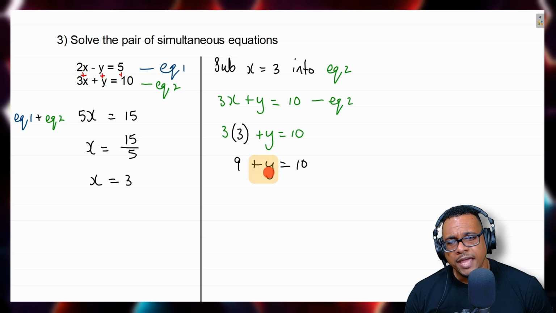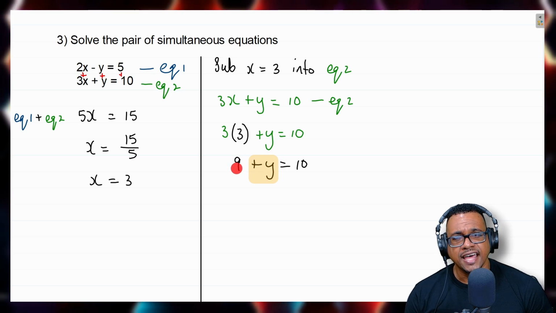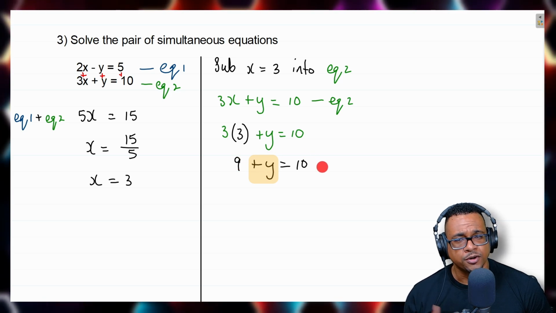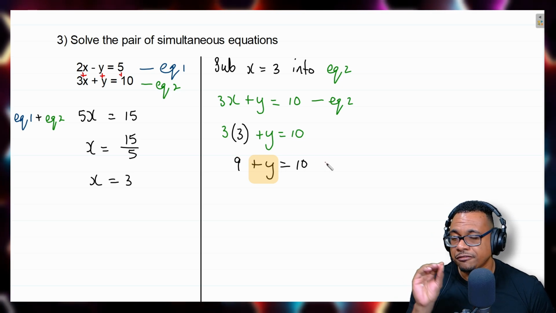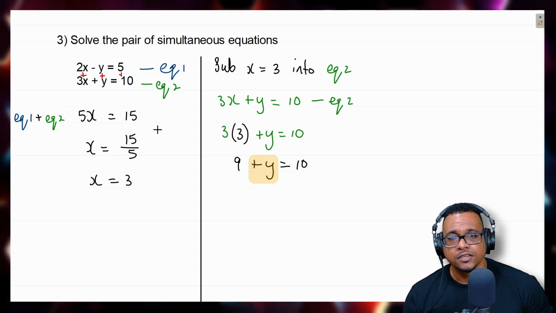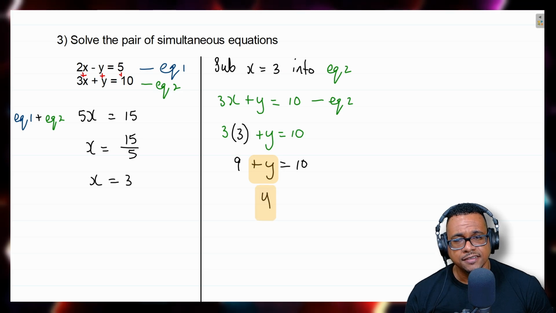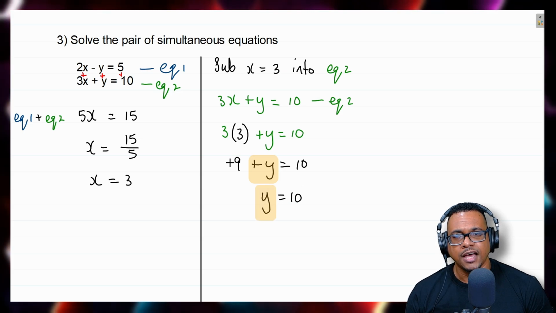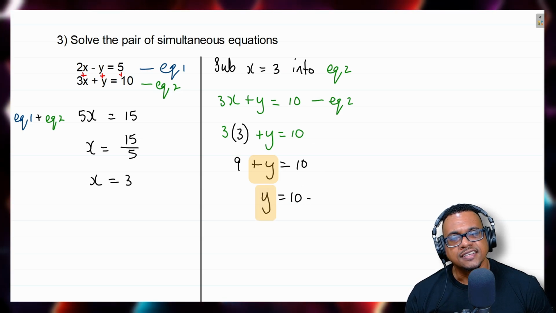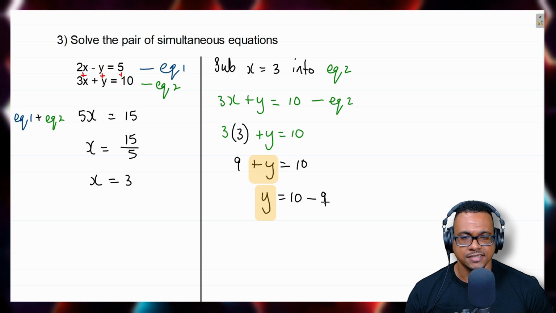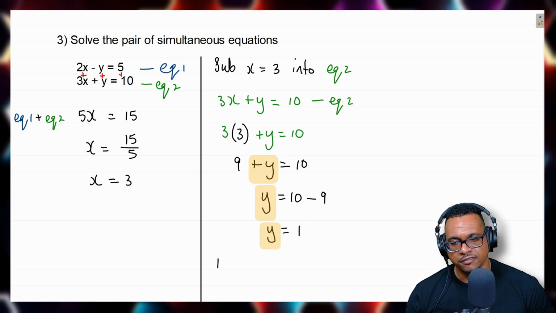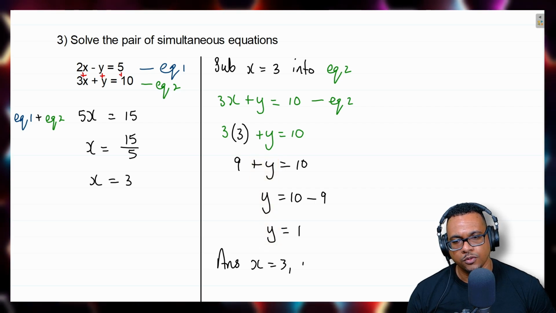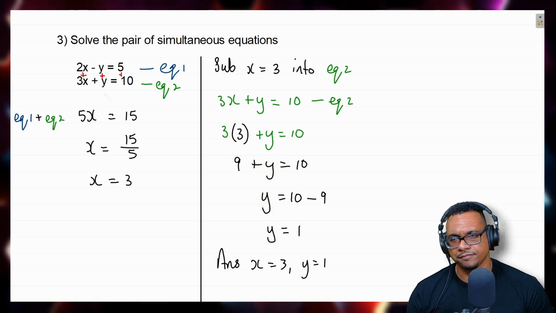So now we want this y by itself, so we transfer this 9 across the equal sign. And we should know by now that this positive 9, when we transfer it across, will turn to negative 9. The sign in front of it will turn to negative. So the positive y remains on this side. The 10 is here. And we transfer the positive 9 across, and it turns to negative 9. 10 take away 9 would be 1. So there you have it, your answer. X is equal to 3 and y is equal to 1.